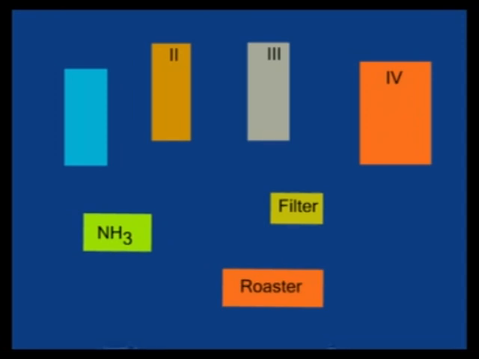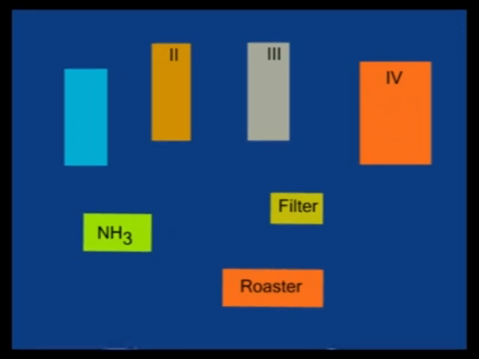So the process has several towers. We have tower 1, also called the Solvay tower. There's also tower 2. Tower 3, also called the carbonator. In tower 4, it's a roaster where heating takes place. We also have a filter, roaster again there, and we also have the source of ammonia.